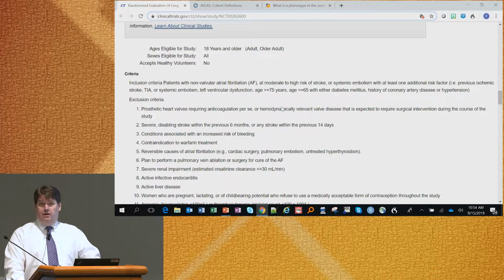And then there's an or here, or they actually had a very recent stroke. They're also out. So disabling stroke in the last 6 months, or any stroke in 14 days. So also feasible, we could do that.